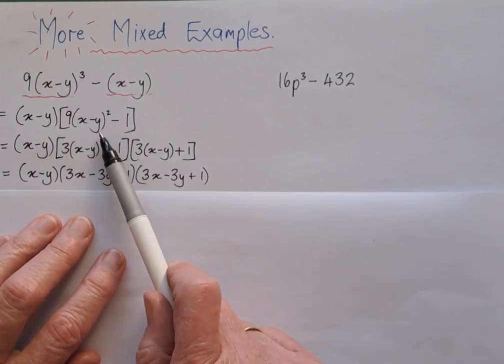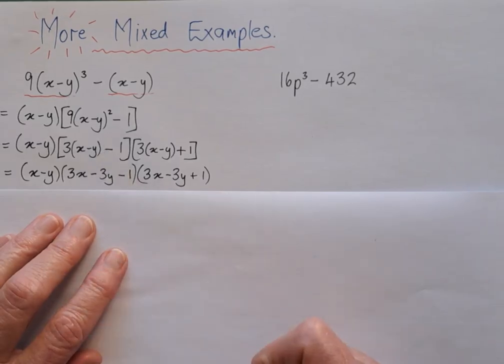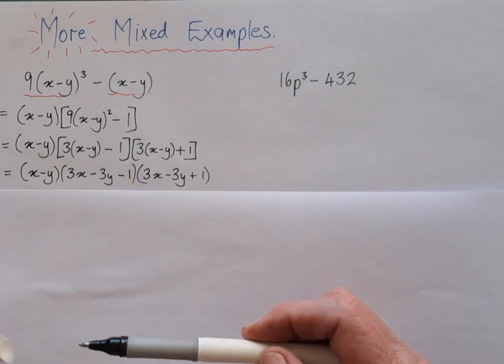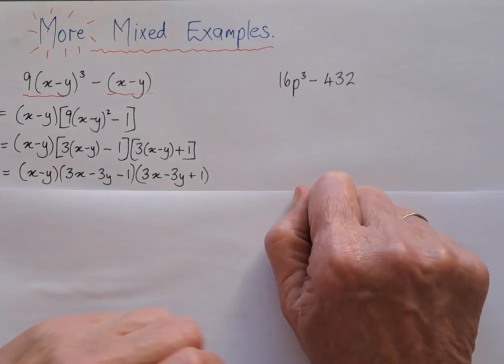Then I ended up with a difference of 2 squares which also contained a bracket. But if you just go methodically step by step, you will get to the end product, I'm sure. Let's have a look here.